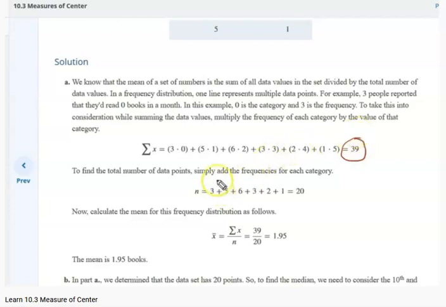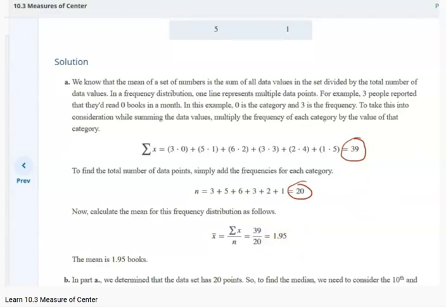But how many instances was this? Well, the frequency was 3, 5, 6, 2, 3, 2, 1. It's a total of 20. So here we're going to divide our 39 by the number of incidents we're recording as data, which is 20, which gives us a mean then of 1.95.